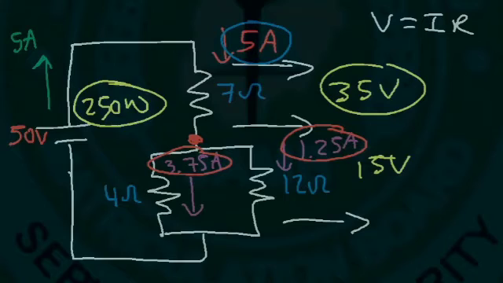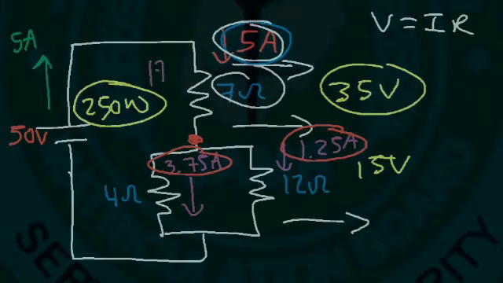Now what about the 7 ohm resistor? How much power does it absorb? So using I squared R, we have a current of 5 amps. So I squared is 5 squared, which is 25. And 25 times 7 is 175. If you have 7 quarters, that's $1.75. So the power absorbed by that resistor is 175 watts.